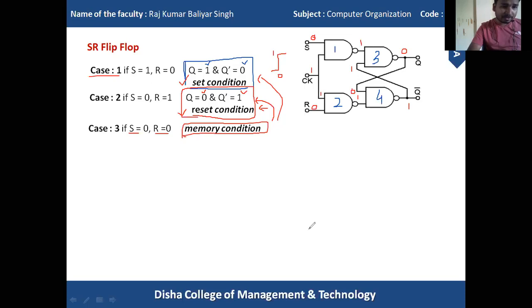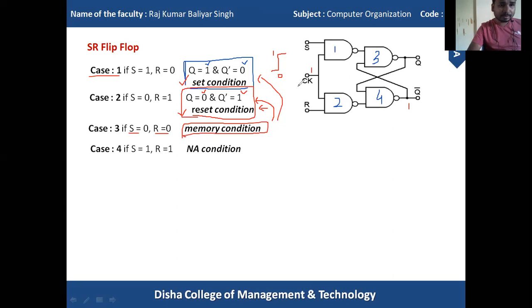We have another input sequence. The last sequence is S equals 1 and R equals 1. Let's see what will happen. In case 4, we have S equals 1, R equals 1. What will happen when we supply S equals 1 and R equals 1?